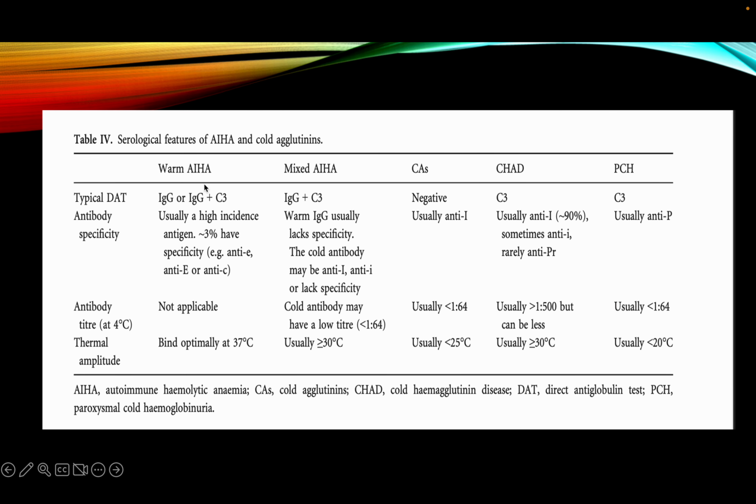Warm autoimmune anemia can be due to IgG only, IgG plus C3, and IgA is also a possibility. In the case of mixed, IgG plus C3, some amount of IgM will be there. Cold agglutinins are the most common thing. Usually the antibody titer is read at 4 degrees Celsius, and it can bind at 37 degrees Celsius in warm autoimmune anemia, that is normal body temperature. Mixed generally is more than 36, and has both cold antibodies and IgG plus C3.